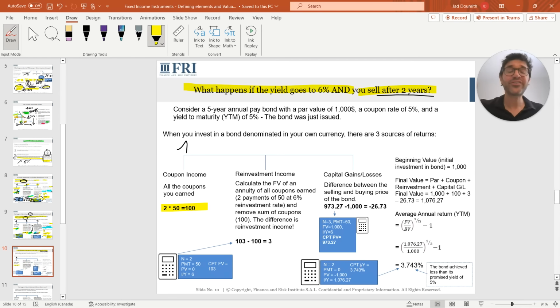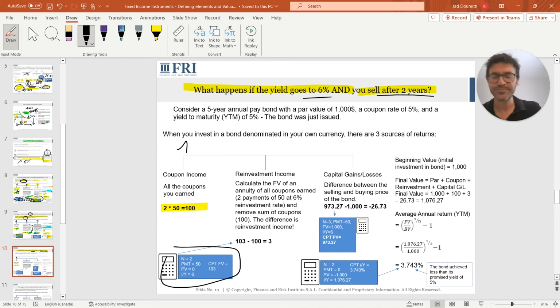Now, you reinvested those coupons at a 6% rate because the yield went up. So this is a bit complicating the idea, but still the same logic. We take the financial calculator. We tell our calculator that we have an annuity of 2 payments of 50 with the investment rate of 6. Please compute FV. The calculator shows you 103. By now, you know that the 103 embeds at the same time the 2 coupons that were earned, i.e. $100, plus reinvestment income. This means that we can easily isolate reinvestment income, which is 3.